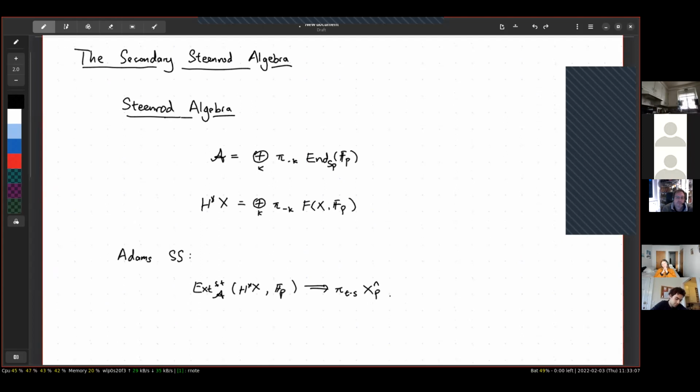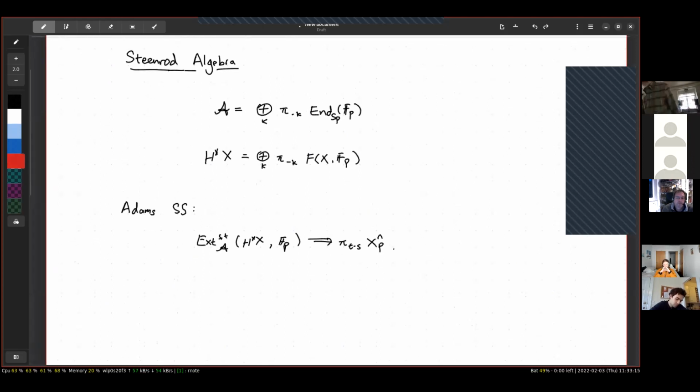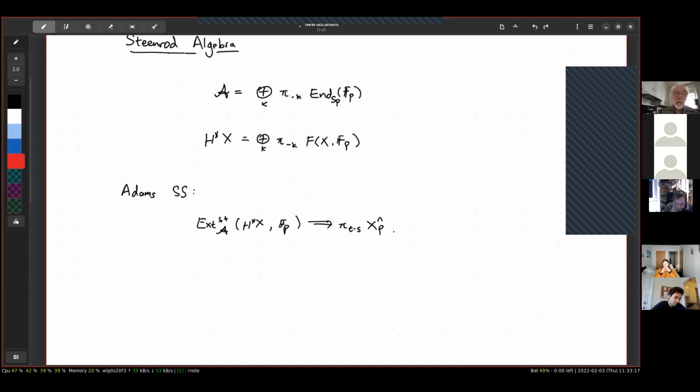So this is all familiar, and a very important thing about the Adams spectral sequence is that even though the E2 page is a bit of a mess, there are lots of things going on, and we don't have a good, full description of the whole thing, we can calculate this with a computer. It can be computed with a computer.